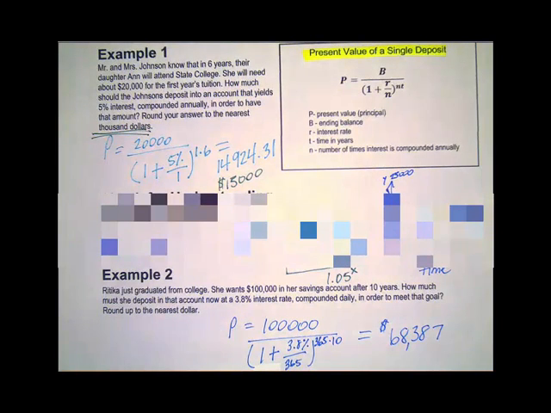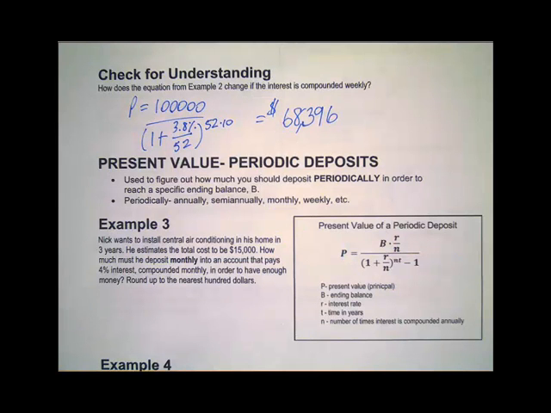All right, try the check for understanding. Continue the video. This one I swear is easier than the other one. And continue the video to check your work. All right, there's your answer to your check for understanding. The only thing that changed was the 52s.